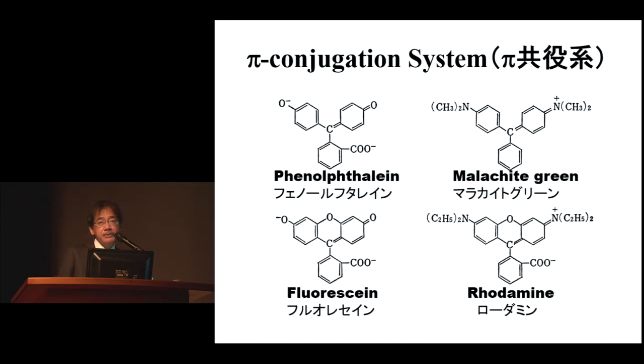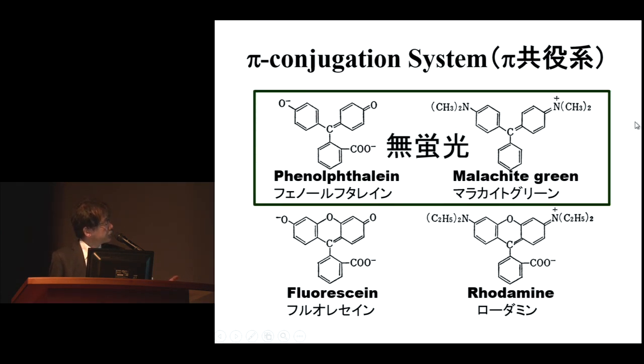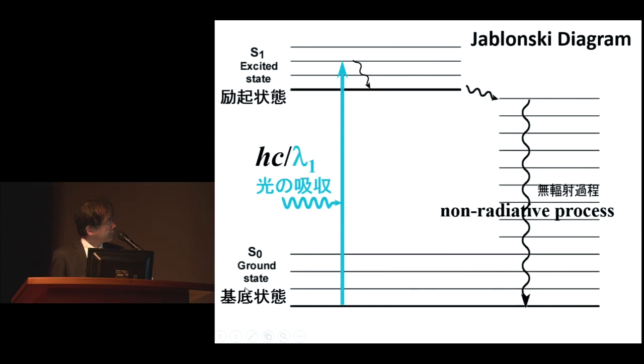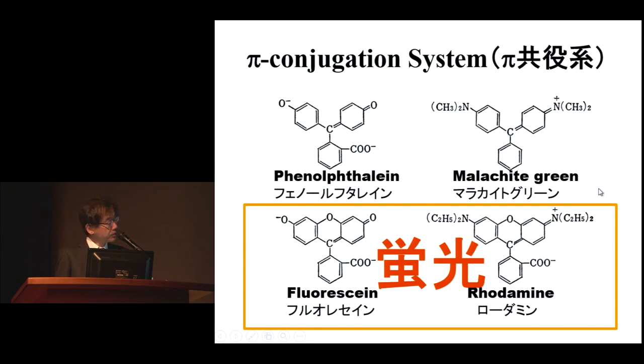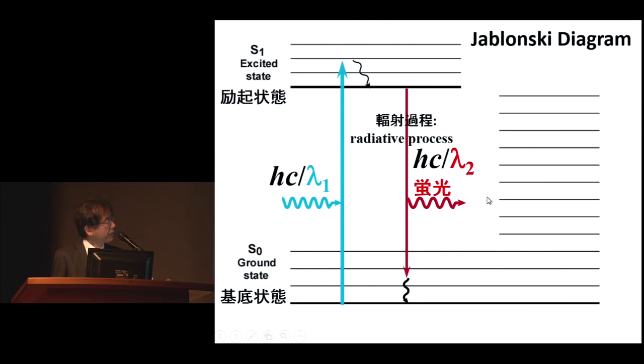Now this slide shows 4 chemical compounds, and all these compounds have a pi conjugation system, so they are all very much colored. However, the top 2, phenolphthalein and malachite green, are not fluorescent. After light absorption, the molecule in the excited state goes down to the ground state through a non-radiative process, no emission of light. By contrast, fluorescein and rhodamine are highly fluorescent. They can emit light in their relaxation pathway, so they can go through a radiative process.